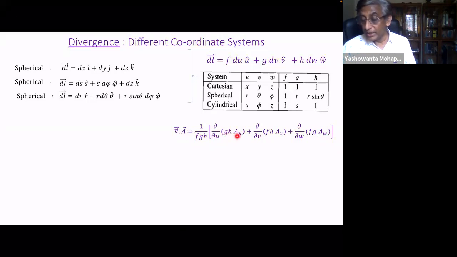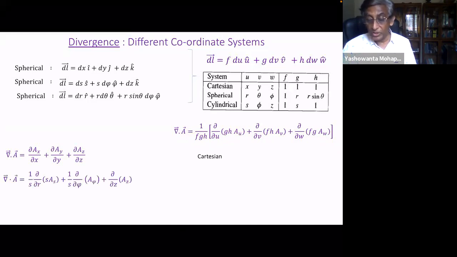So this is the A u coordinate. Divergence of A in Cartesian is of course the simple form. In cylindrical, you can see that this is 1 by s d s, right? Because this is 1 by fgh, and this is gh, and gh. So f and h cancel, but s remains. So 1 by s, s A s. Here 1 by s d phi, A phi. And this is the divergence in cylindrical coordinates.